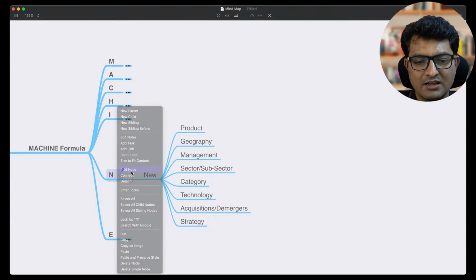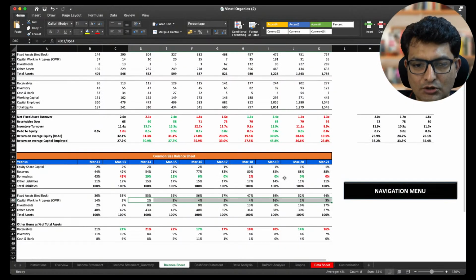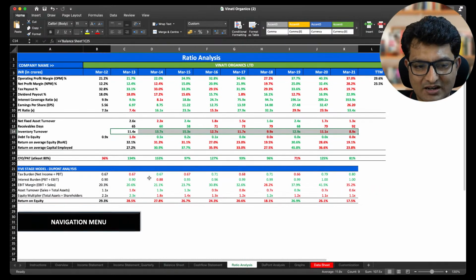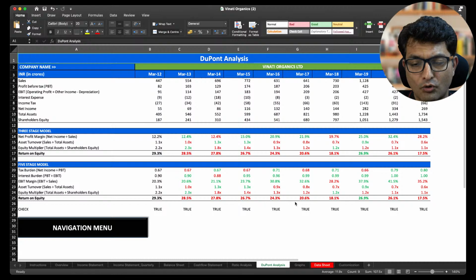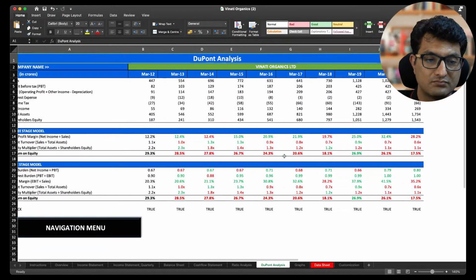And then finally, most important is E, which is execution of all these earnings trigger growth. Whether they are executing properly, whether the asset turnover ratios are going up, whether the interest burden is going down. All these things will help you in that trend analysis. And there is a detailed module on ratio analysis on the DuPont model.